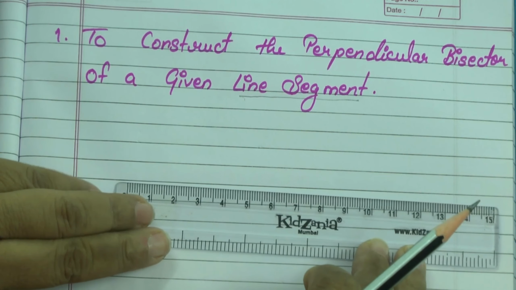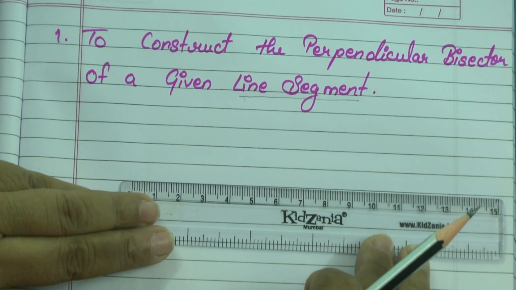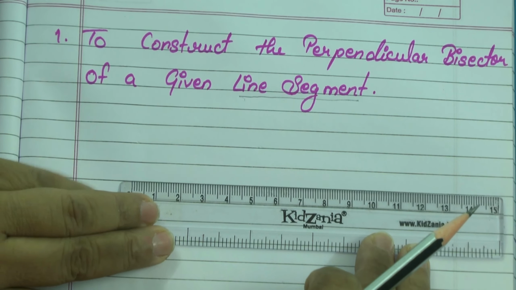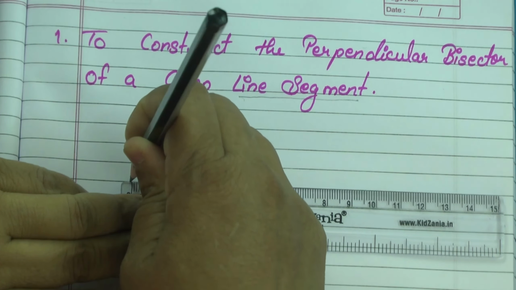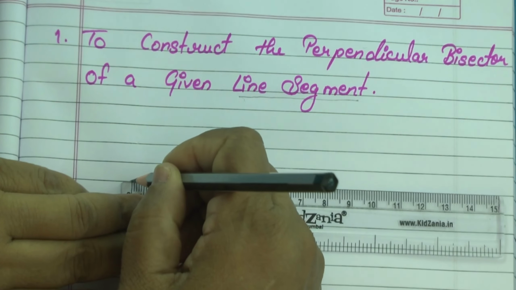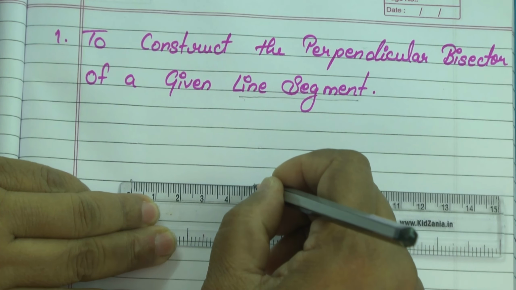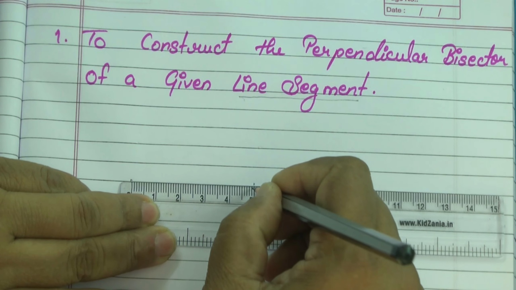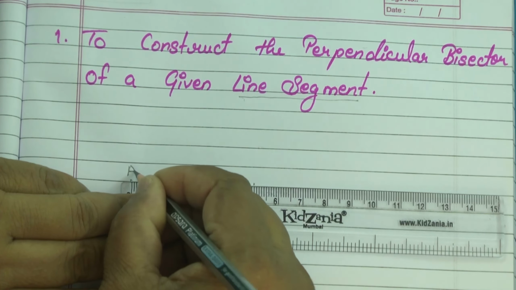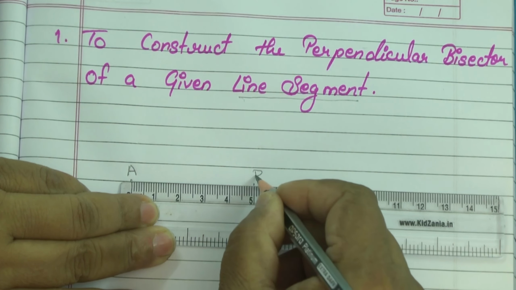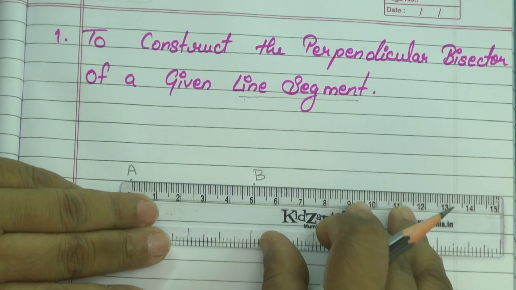Now I'll mark the points on the line which I have already drawn. This is the first point exactly on 0. And the second point I am drawing on 5. Mark it as A and this as B. You see it is 5 centimeter.